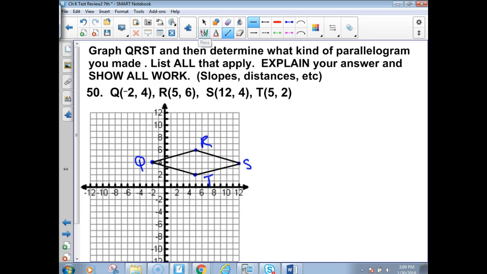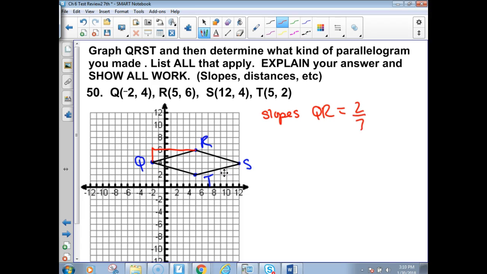Looks like it might be a parallelogram or a rhombus. All right, let's do slopes. It's fast to do on a grid. Slope of QR. You go up to the right 6. 1, 2, 1, 2, 3, 4, 5, 6, 7. No, it's 2 over 7. R to S down to the right 7. ST up to the right 7, or TS. And QT down to the right 7.